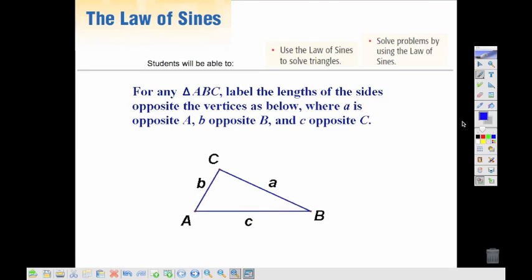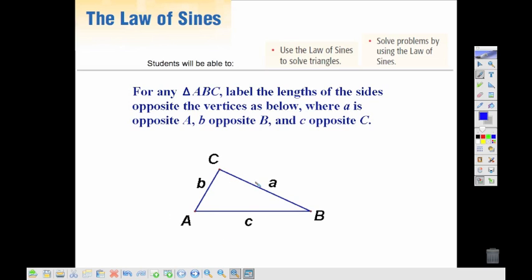In this lesson, we're going to be looking at something called the law of sines, which is useful for us when we have triangles that are not right triangles. If we have a right triangle, we're going to want to use sine, cosine, and tangent like we did in the previous sections. But this is looking at special cases where we just have any triangle, not right triangles.